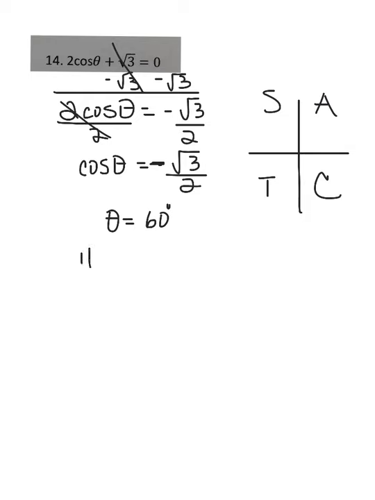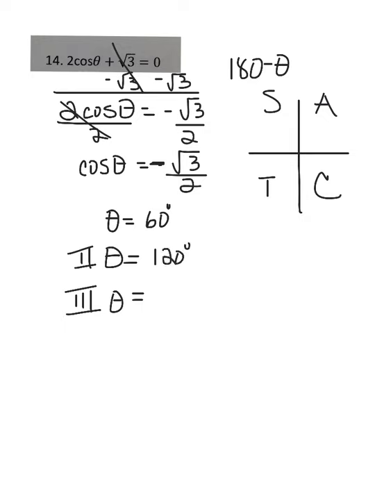So I'm going to go down here, and I'm going to write second quadrant, and I'm going to write third quadrant. And I want to find those angle measures. Well, remember in the second quadrant, the rule is 180 minus theta. So we're going to do 180 minus 60, which is 120 degrees.